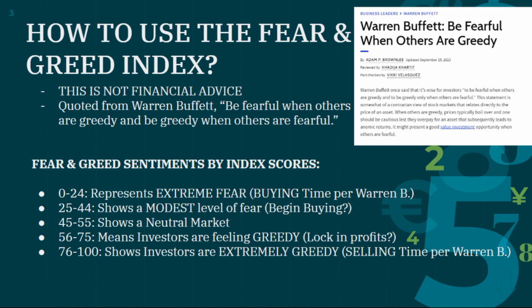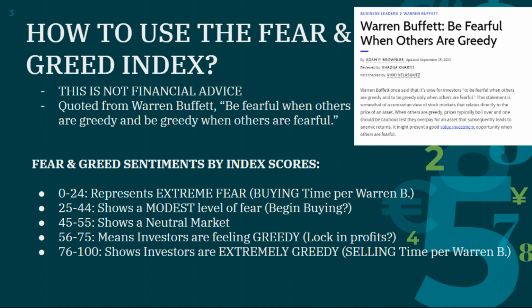From scores 56 to 75, this means that investors are feeling greedy, meaning this is the time that you want to slowly start locking in your profits. Start preparing for a slowdown in the near future, and then that takes us to level 76 to 100.